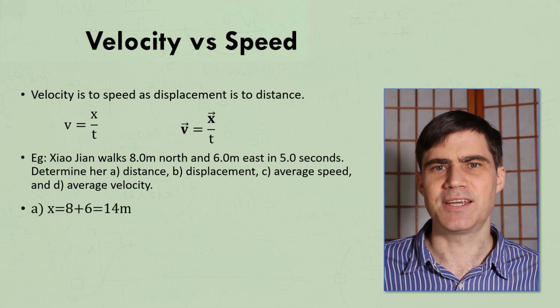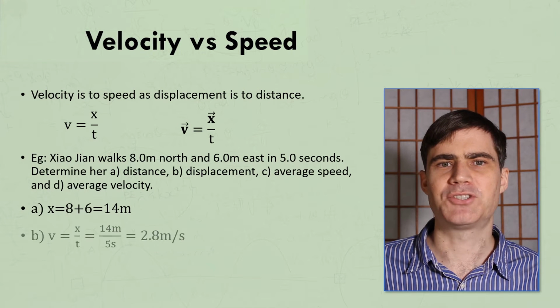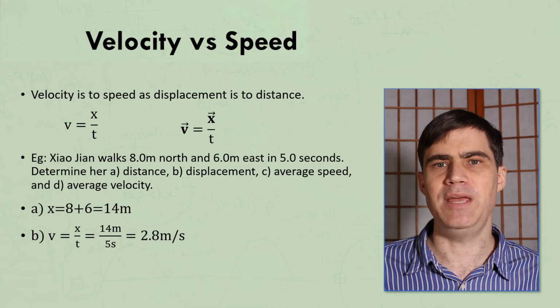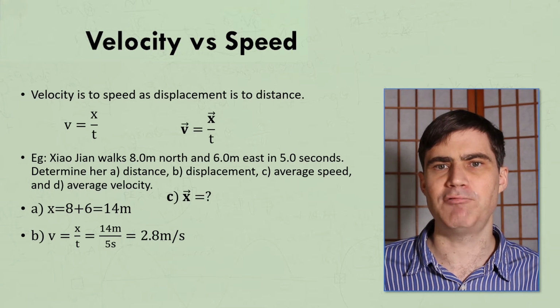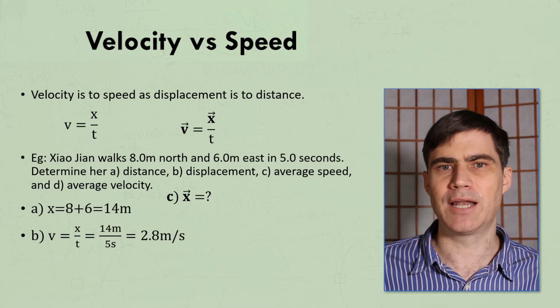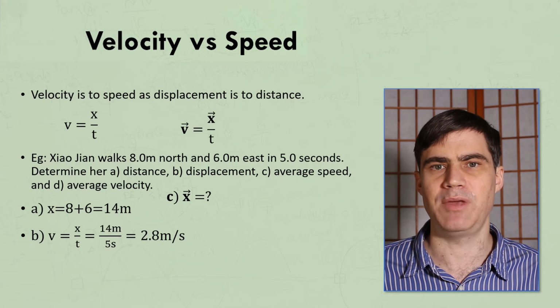For distance, it's easy. Just add them up. And her speed is just distance over time, giving us 2.8 meters per second. But for her displacement, we need to take into account her direction and figure out where she ends up relative to where she starts, which we'll choose to be the origin.